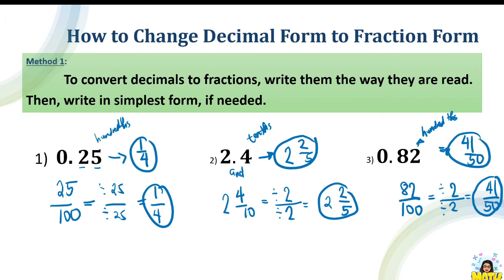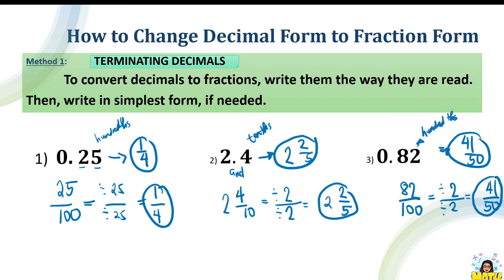Okay? So ganun lang kadali mag-change ng decimal form into fraction form. But wait, as you notice, ang mga given dyan ay terminating decimals. So, syempre, madali lang yan. Kasi, kung ano yung pinakadulong digit, lalagyan lang natin ng place value sa baba, and then simplify.